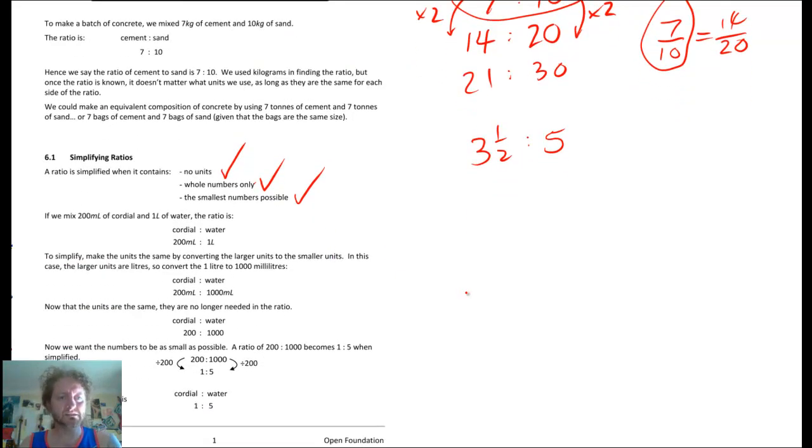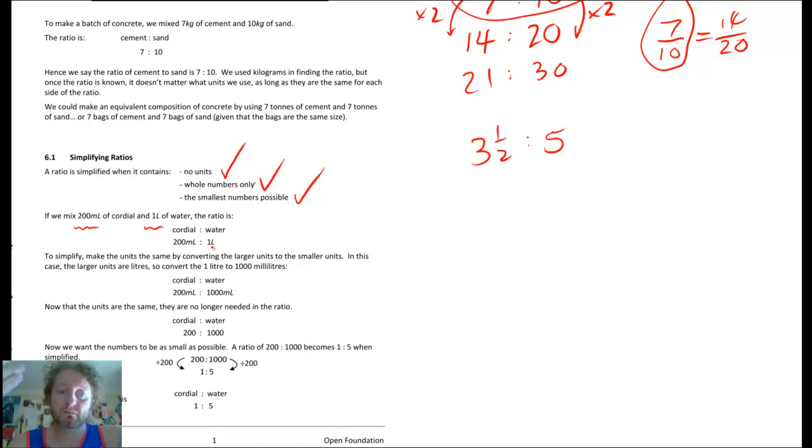Now let's look at this next example. Again, it's talking about units that may not initially be the same, but we get them the same. Mixing 200 mils of cordial and 1 litre of water. Well, we can go cordial to water as 200 mils to 1 litre, great. But we need to know some conversions in this course. And one of them is just what does milli mean?